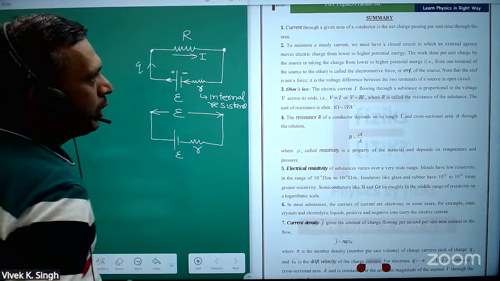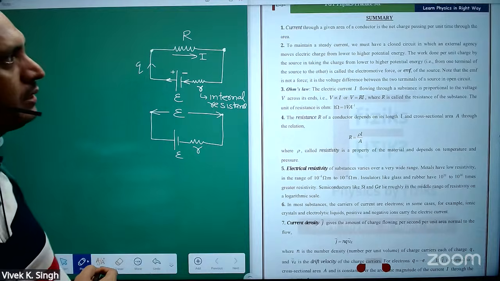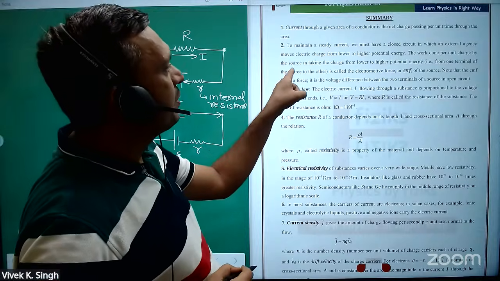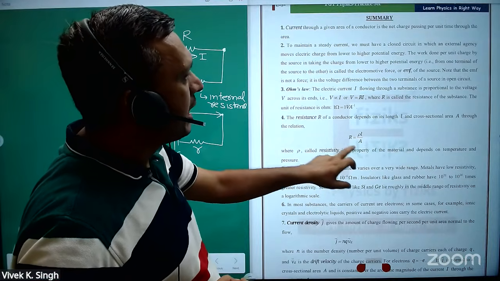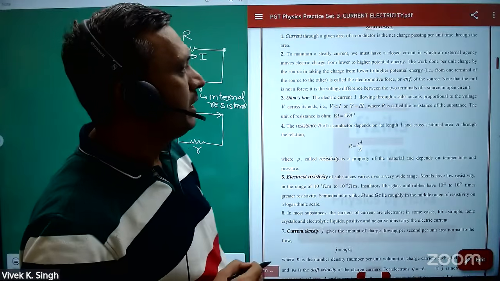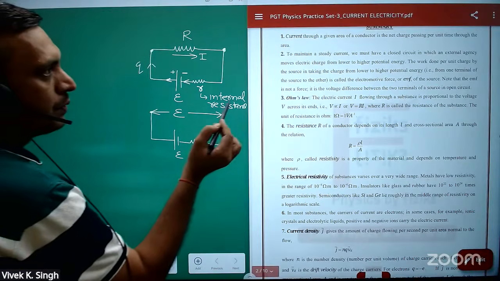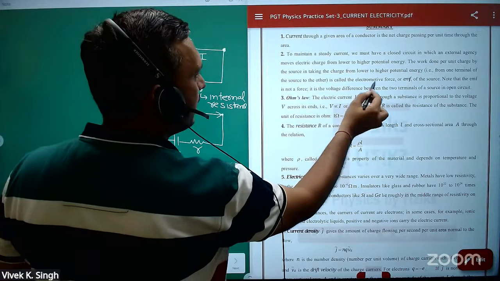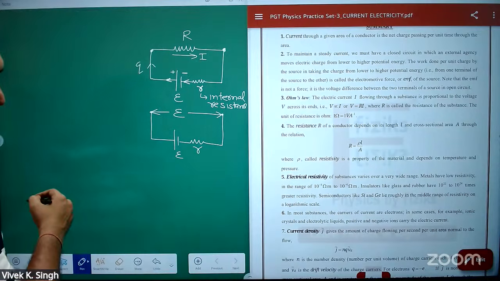So in the second point, we have summarized it. The work done per unit charge by the source in taking the charge from lower to higher potential energy, that is from one terminal to the other, is called the EMF of the source.